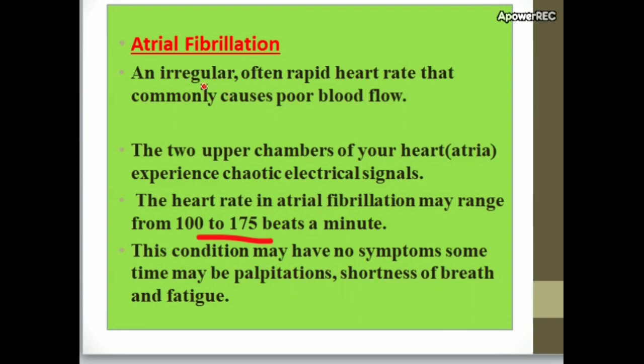So atrial fibrillation is an irregular rapid heartbeat where the upper chambers of your heart, the atria, experience abnormal electrical signals, with a heart rate of 100 to 175. The condition may have no symptoms. Sometimes the patient may have palpitation, shortness of breath and fatigue.